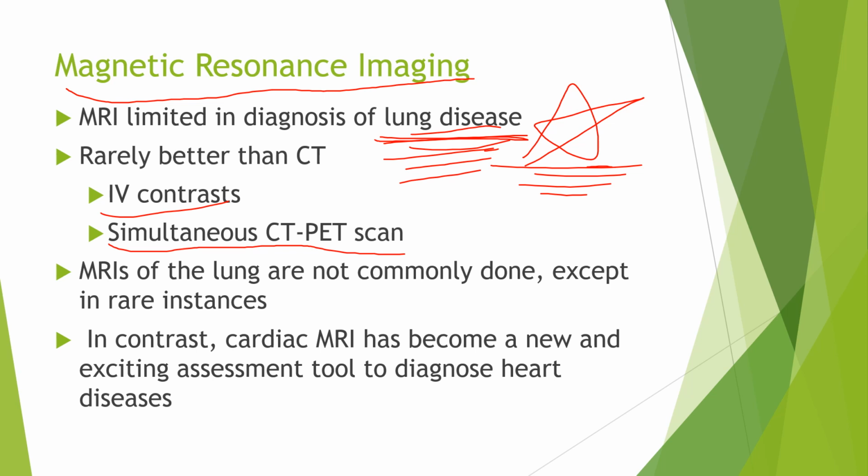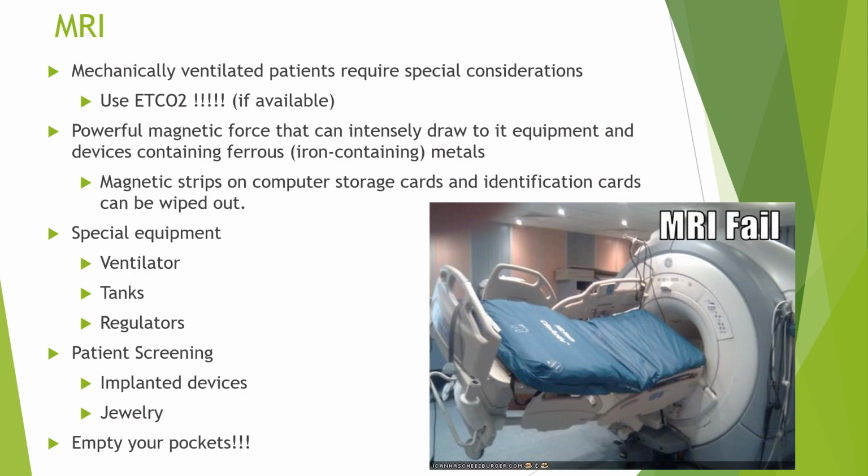If I do a CT and a PET scan and then overlay those images, I'm going to get a much better picture than a lung MRI. So it's not commonly done for just the lungs. In some cases that's the only way they can do it, especially if someone has chronic kidney disease and can't get contrast. Contrast in cardiac MRI has become a tool to diagnose heart disease. If you want to do an MRI for heart disease, that's a whole separate issue. That's where we can get really good pictures.